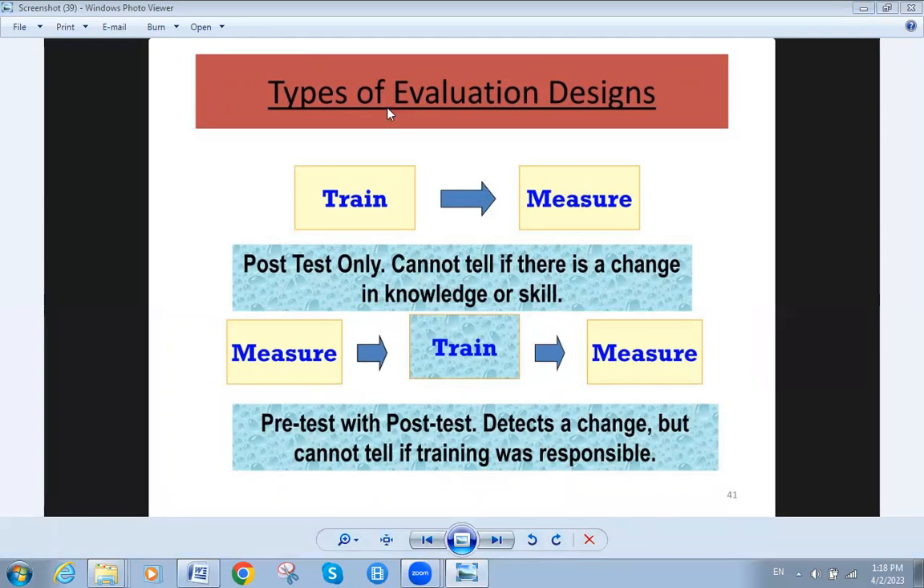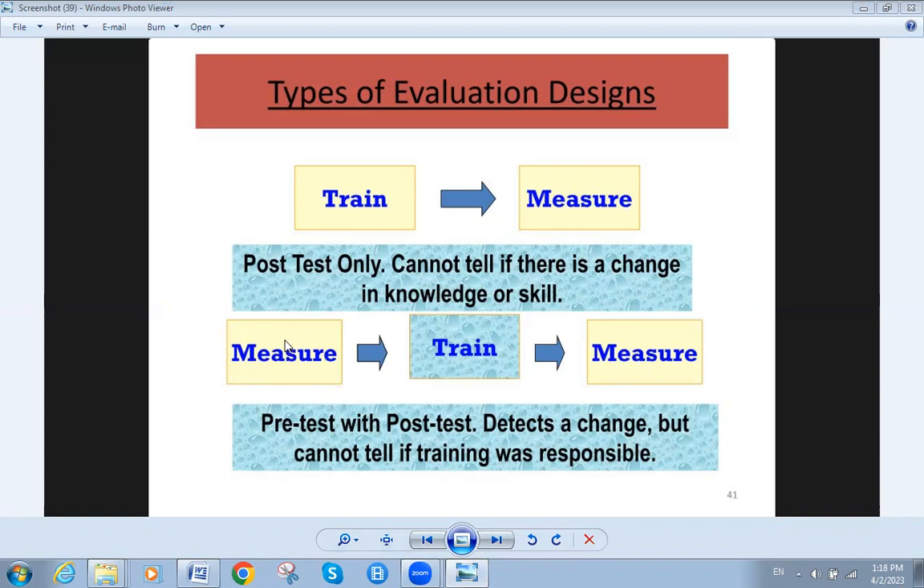Here are the types of evaluation designs. Train, then make the measures. Post-test only cannot tell if there is a change in the knowledge or skills. You have to measure. So train and measure, then train, then measure. With this one, train and measure, you don't know about his previous knowledge or the points which you should cover in the training program.